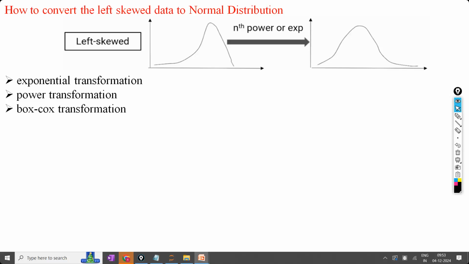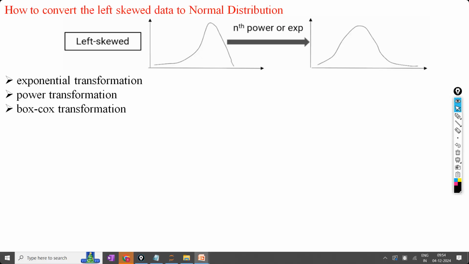For one of them, power may work. For another, exponential may work. For another, Box-Cox may work. So we have to do trial and error. We have to try all the 3 options, one after another. If the first option makes it normally distributed, should we try the second option? No need. If the first one is not working, try the second one, then the third. Which one you try first, anything is okay. Finally, I want normally distributed data. In whatever way you have converted, it is not a problem. The answer is required.